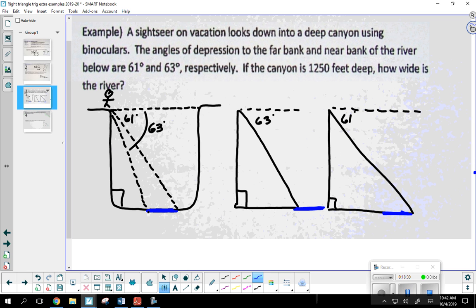Okay. All right. Well, let's say that these angles here are complementary. What does that mean? They equal 90. Okay. So what would this missing angle be here if one is 63? That'd be 27 degrees. What about this one at 61? 29 degrees. Okay. Do we know anything else about these triangles? Okay, we know the height of each one of these is going to be 1,250 feet.